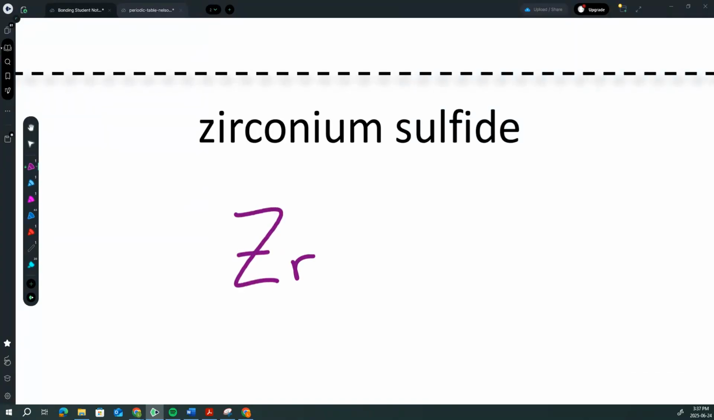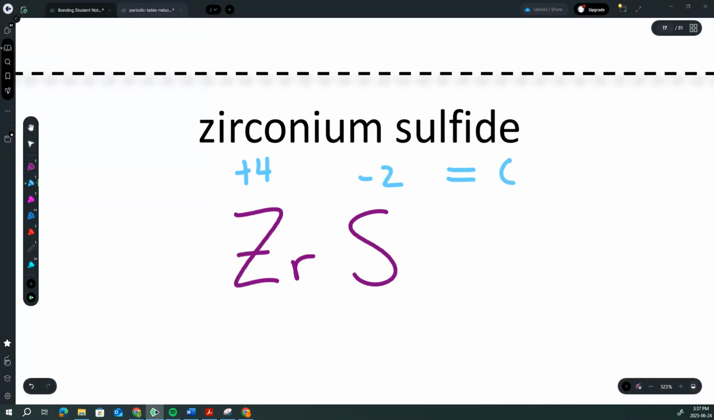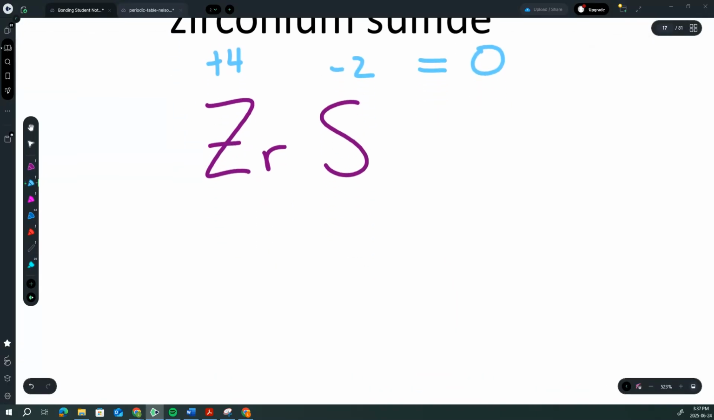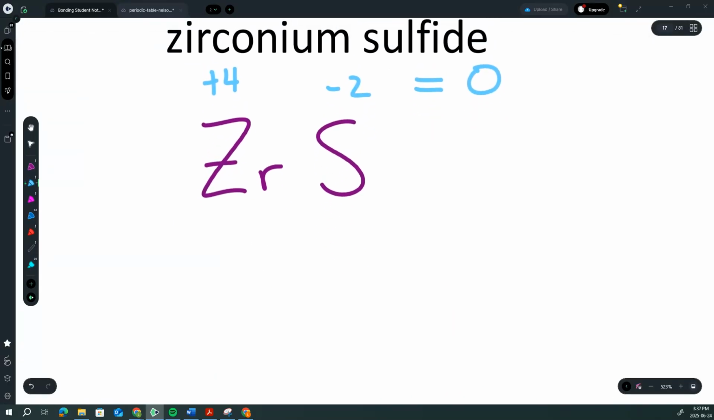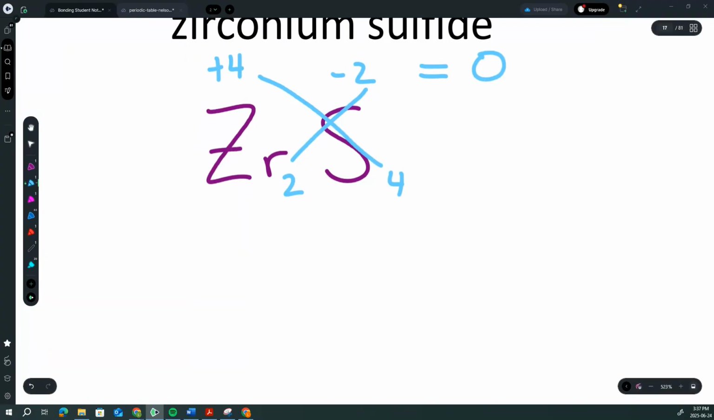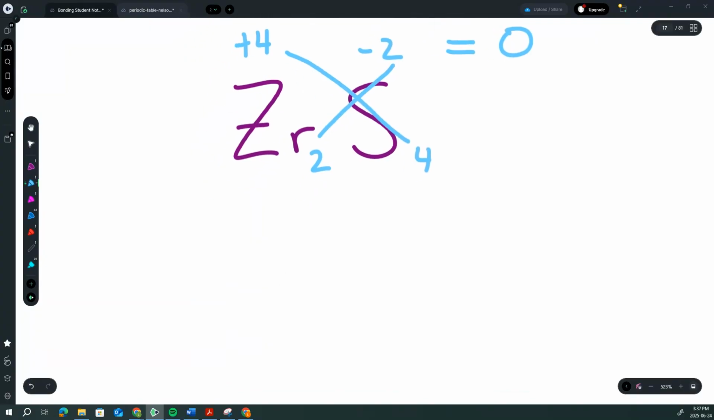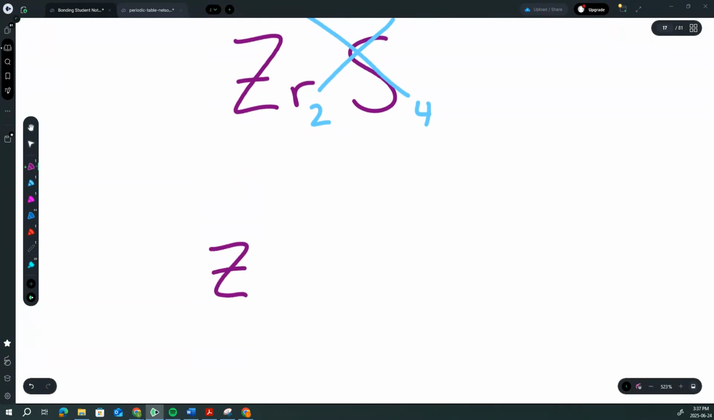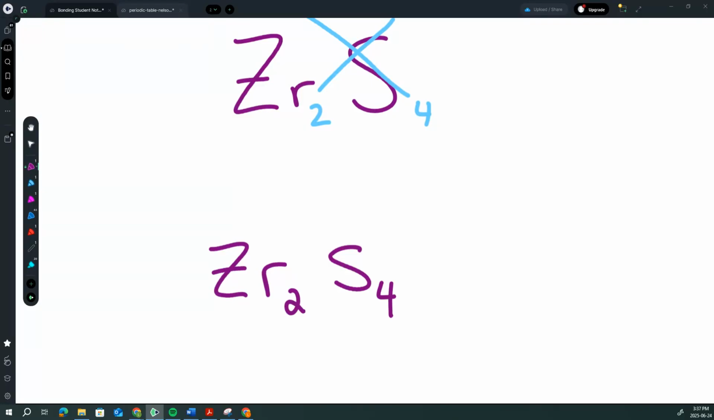So zirconium sulfide, +4, -2. We know that that doesn't equal 0. So we got to do crisscross applesauce. So I'm going to bring down the 4 and the 2. I'm bringing down the numbers but not the charges. Let's clean that up. We have zirconium 2 and then sulfide 4.